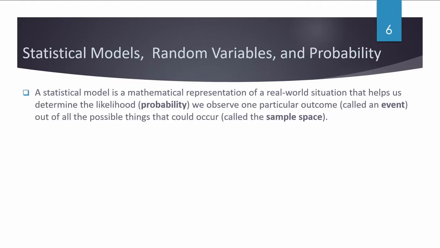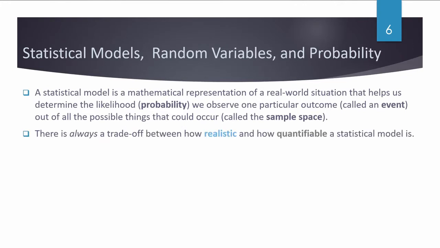In order to answer these questions, we're going to start working with statistical models. Now, a statistical model is just a mathematical representation of a real-world situation that helps us understand the likelihood or probability that we observe some particular outcome that we will refer to as an event out of all the possible things that could occur. And that set of things that could possibly occur is called a sample space.